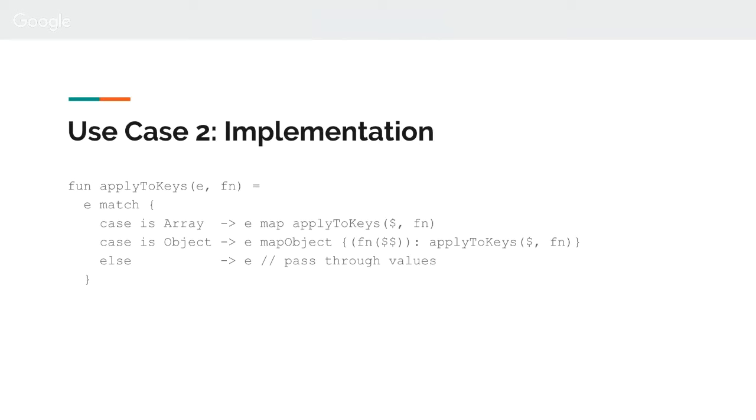The value can be an array. We don't know, so we kick that can down the road. And if it's none of those things, it has to be a value. It's not a key. And we don't want to mess with values in this particular function because we're just applying the function to keys. So we just pass back the value as is.